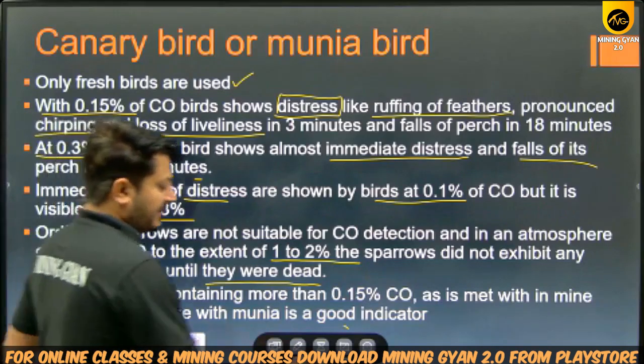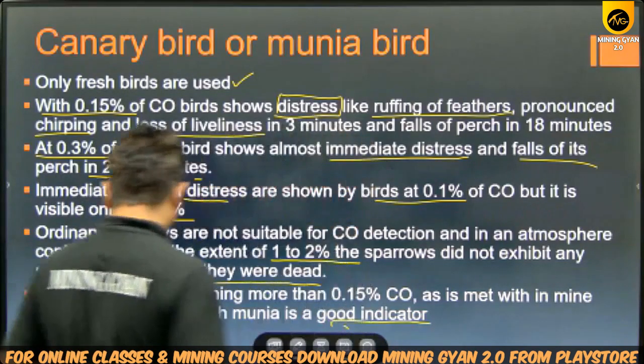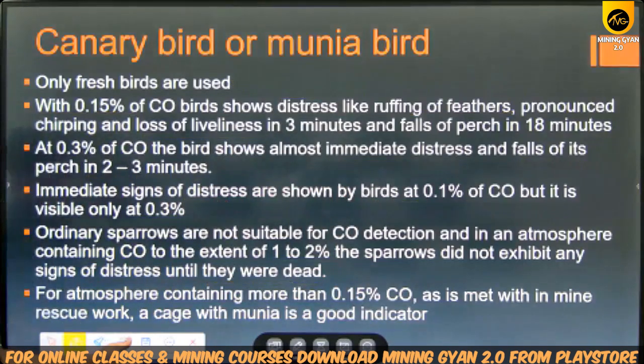So the munia bird is a good indicator for CO.